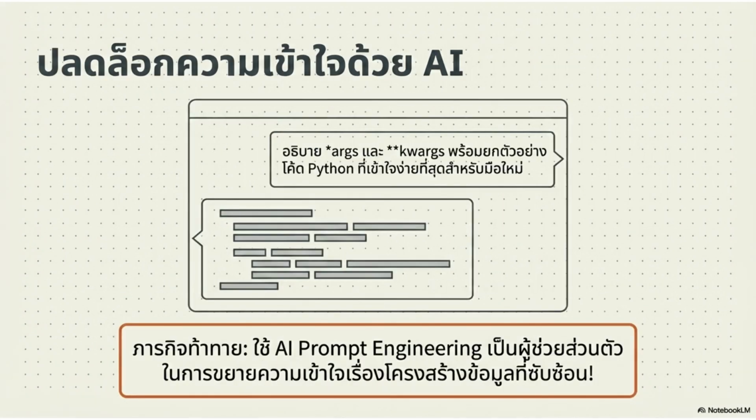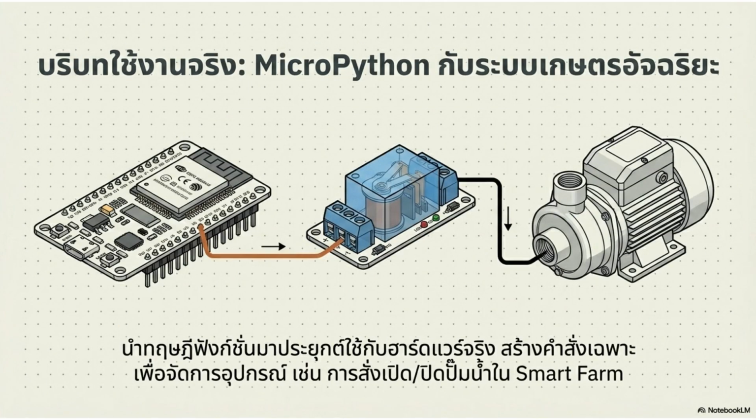Here is a challenge for you. Use AI prompt engineering as a personal assistant to further clarify complex data structures like *args and **kwargs with easy-to-understand Python examples. Let's apply this in a real scenario, MicroPython in a smart farm system.